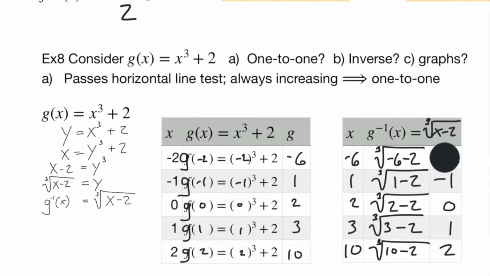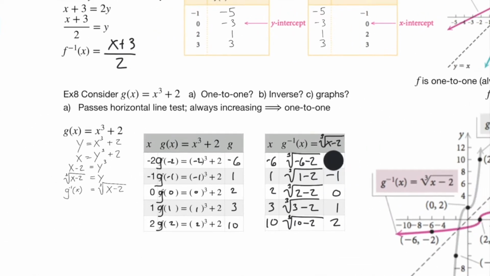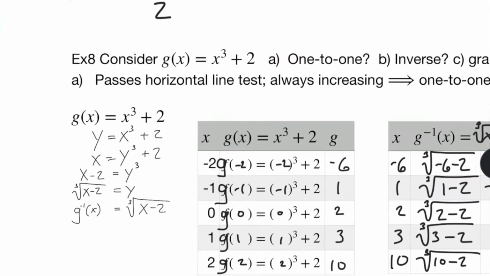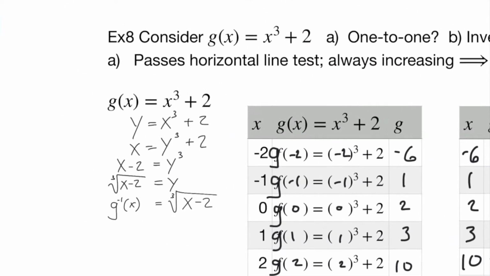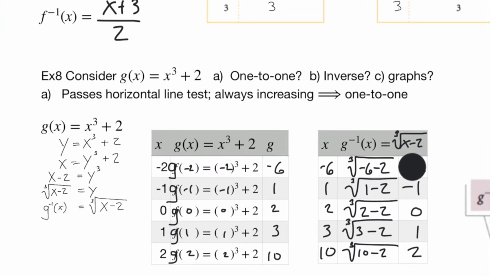So let's take another example. Consider this function, g of x equals x cubed plus 2. We want to know, is it 1 to 1? What is its inverse, and what do the graphs look like? So you can ask yourself, does it pass the horizontal line test?